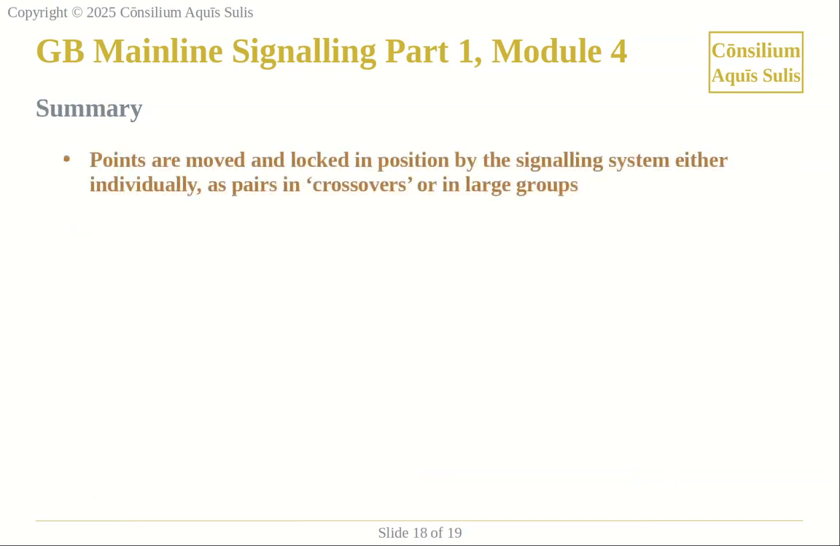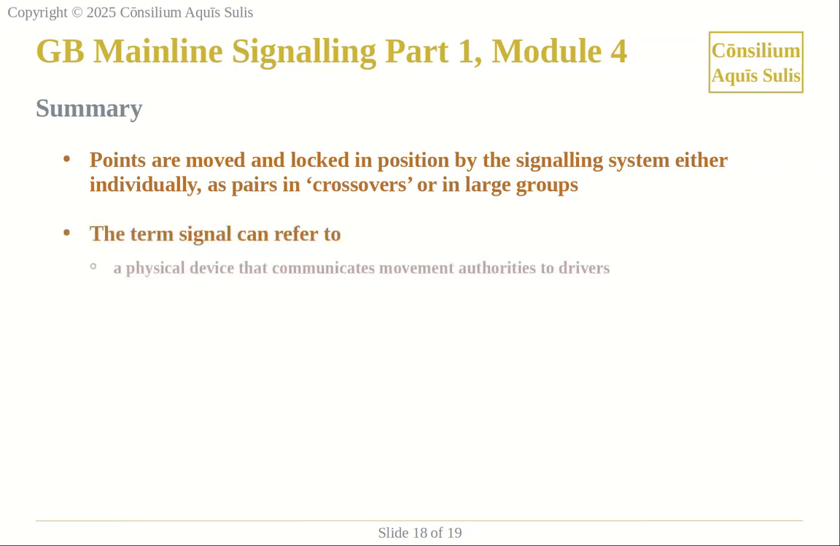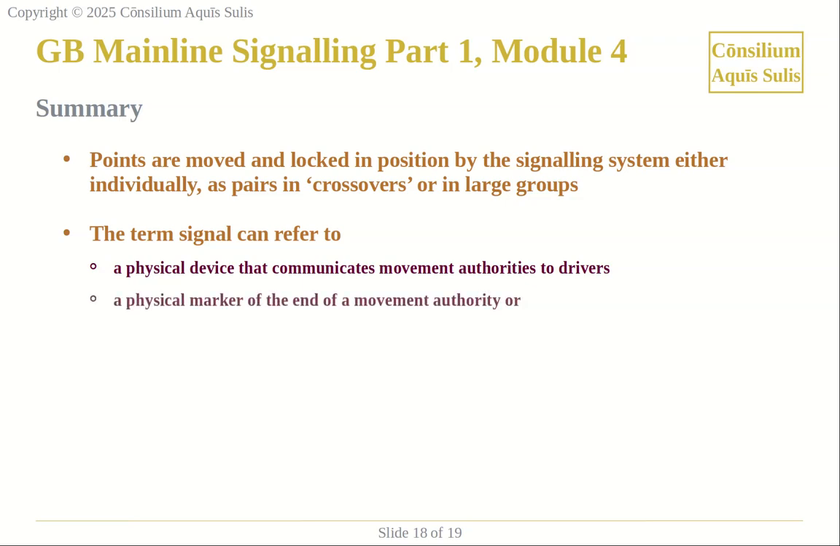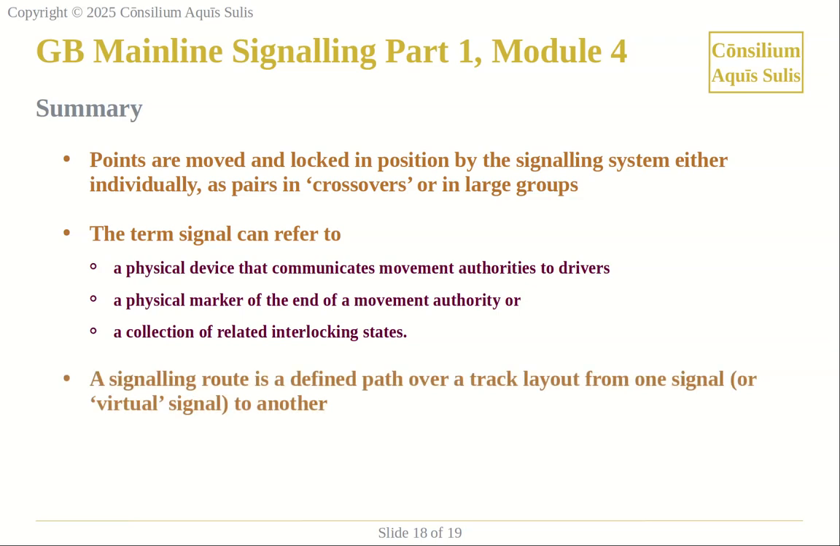So we started this module by looking at points, the devices that are moved and locked in position by the signalling system, either individually or in pairs as crossovers, or occasionally in larger groups. We looked at some of the ambiguity in terms of signals, both in terms of its original meaning as the physical semaphore or coloured light that communicates movement authorities to the drivers, the need to fulfil the role of physically marking the start and end of a movement authority, even in a cab signalling system, and the use of the term to refer to logical states within an interlocking or other electronic signalling equipment.